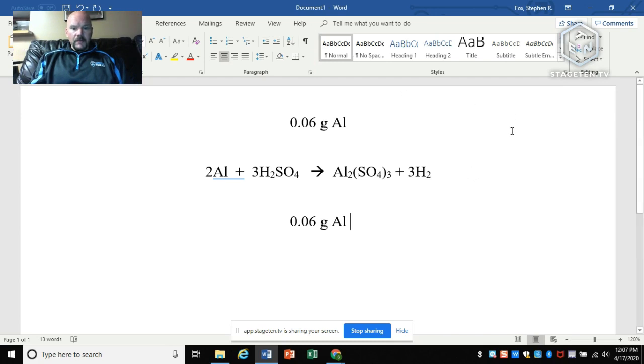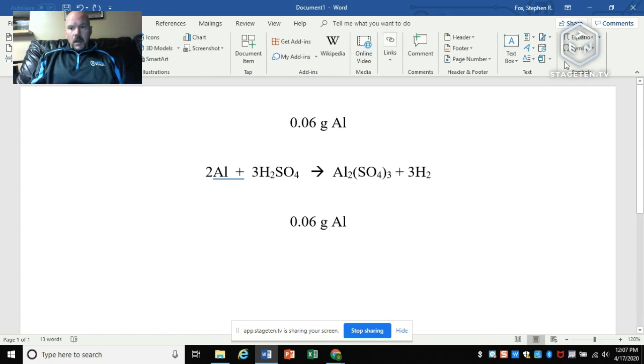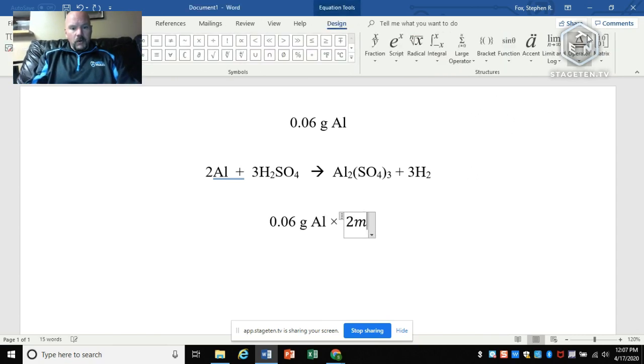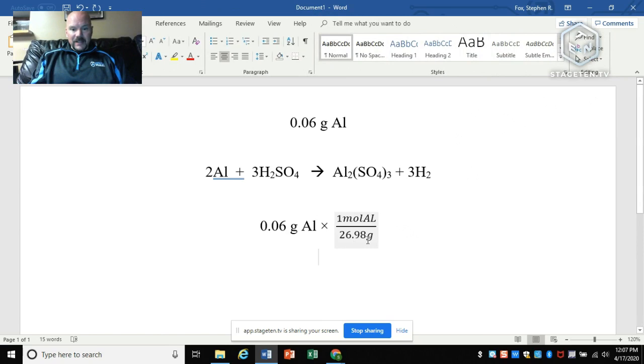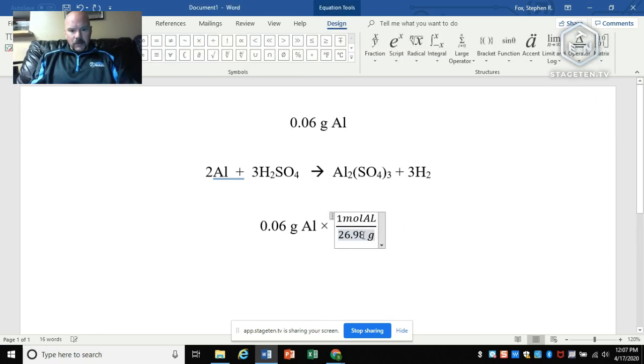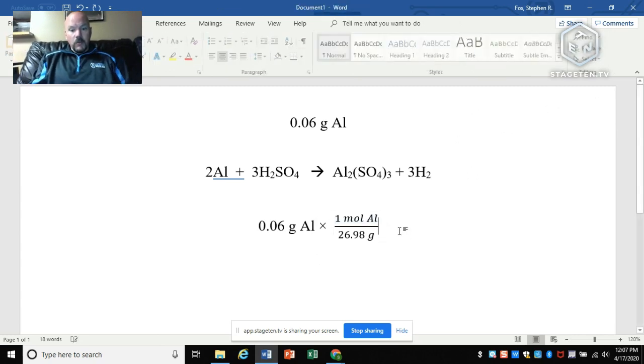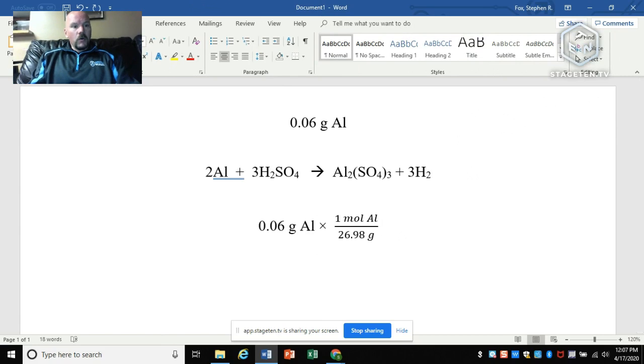The way we'll do that is we'll divide by the molar mass of aluminum. So the way that would look is like this: one mole aluminum for every, was it 26.98 grams? Okay, and I think that's right. It's just the molar mass on the periodic table. I don't have the periodic table with me right now. All right, so let's take what we're given and convert it to moles.